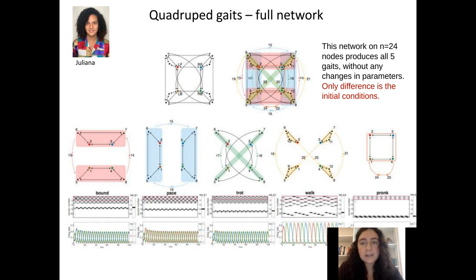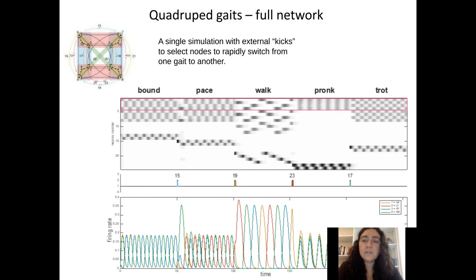So in fact, this means that you could transition from one gait to another by kicking the network, which effectively resets the initial condition to a different part of the state space. So here's an example where you started in the bound gait. So there's some pattern of activity of the legs hitting the ground for the bound gait, and then a little kick. So this is one neuron, neuron 15, which is one of the unique neurons to pace, got stimulated here, and that kicked the activity from bound into pace.